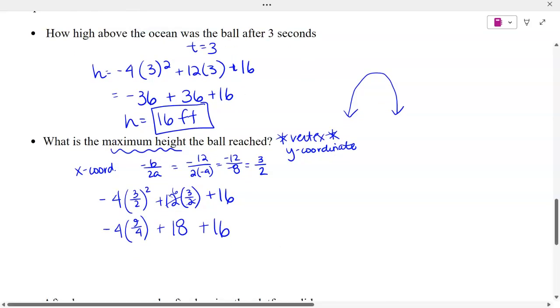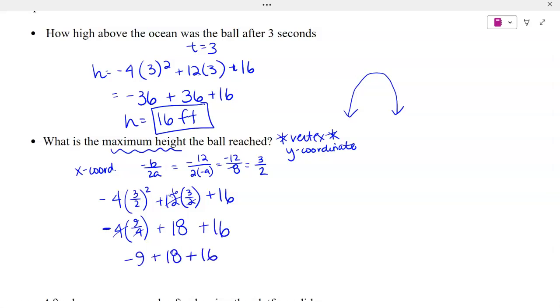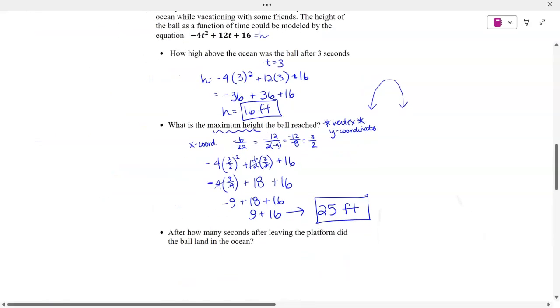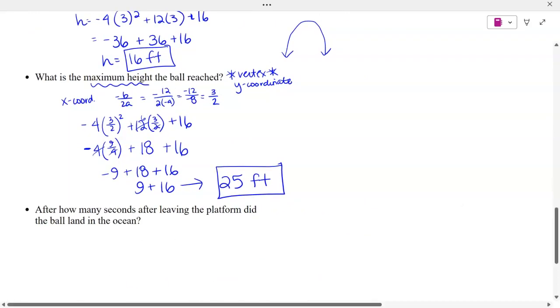Now -4 times 9 over 4, our 4's will reduce out, but make sure you still keep that negative. So you have -9 plus 18 plus 16. Now -9 plus 18 just gives you +9 plus 16, which gives you 25, and the units here are feet. So the maximum height is going to be 25 feet.